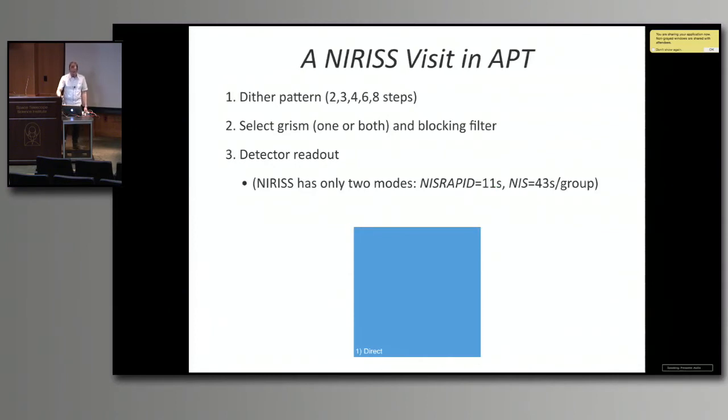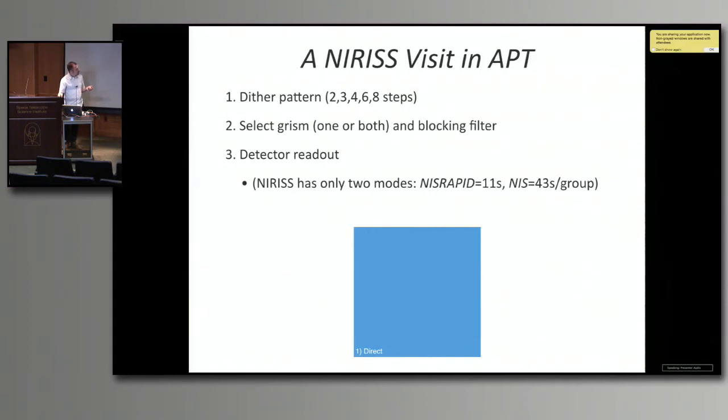So this is all enabled in the latest versions of APT. You can plan this yourself. So first you select a dither pattern. There are these predefined dither patterns for NIRISS, so you can look up what they are. They're typically fairly small, of order less than an arcsecond dither offsets. Again, there are no chip gaps to dither over with NIRISS. You select the grism, which can be either one or both of these two orthogonal grisms, and then you select a blocking filter, and then a detector readout mode.